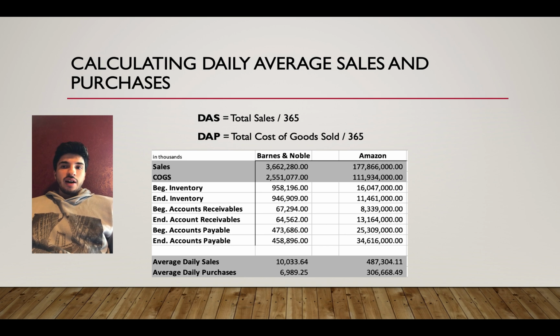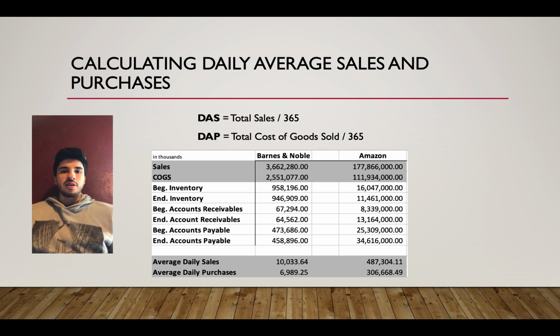Then we calculate their average daily purchases, so we take their total cost of goods sold and divide that by 365, and we get 6.98 million for Barnes & Noble and 306.66 million for Amazon.